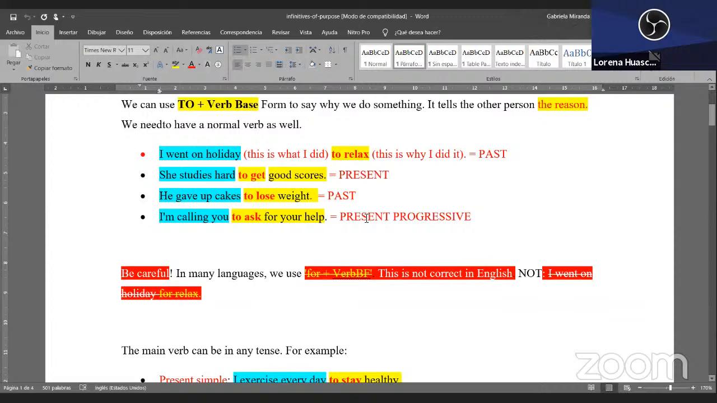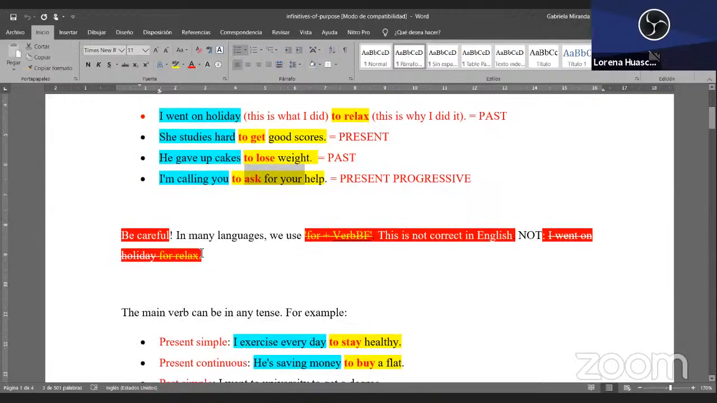If I want to use progressive, I'm calling you. So this is with ing, progressive. And what is the reason? To ask for your help. Okay, so I'm going to use the infinitive to express the purpose. And after that I could have a complement. Okay, so here we have a note where it says be careful.